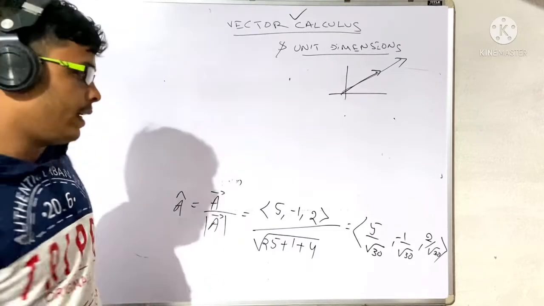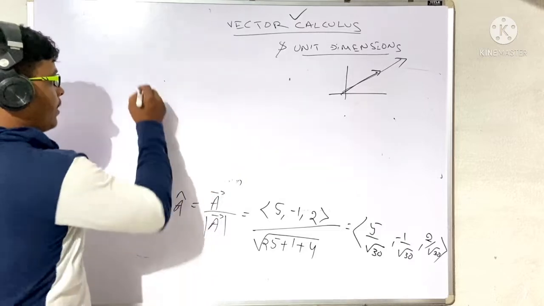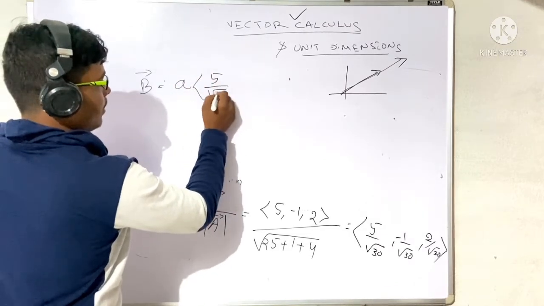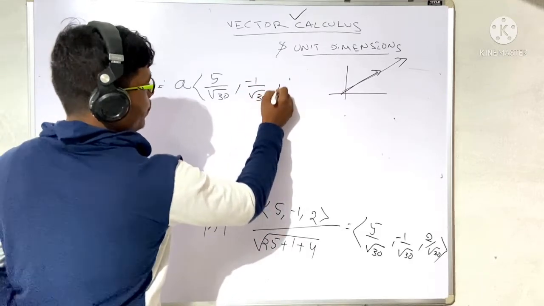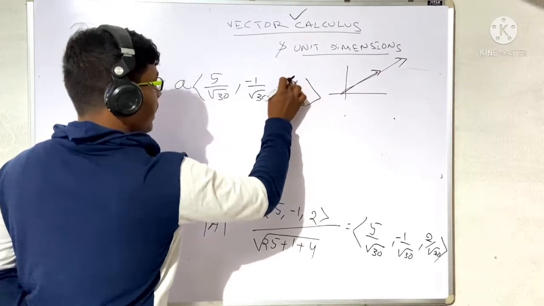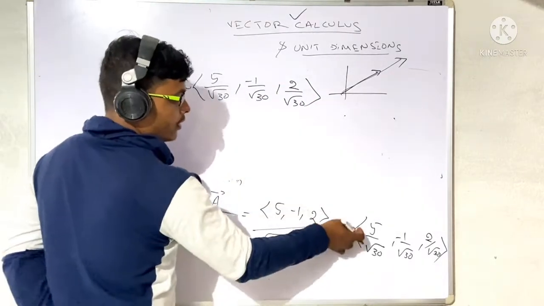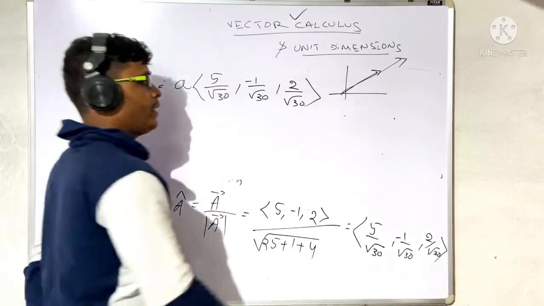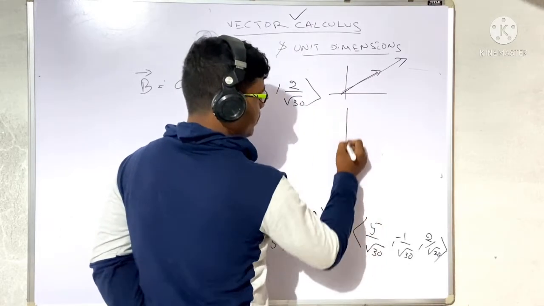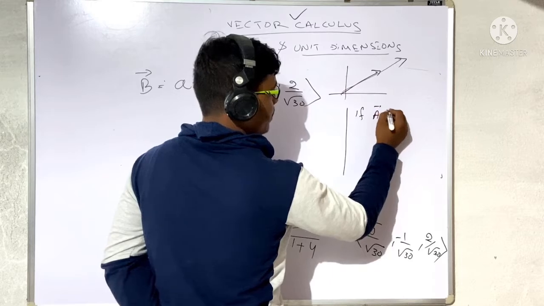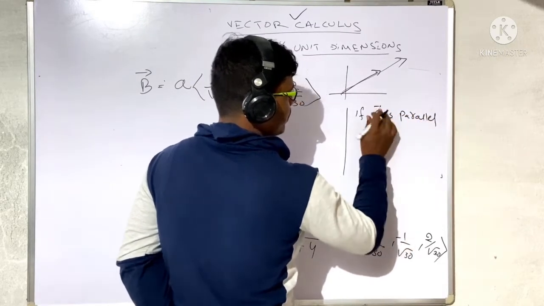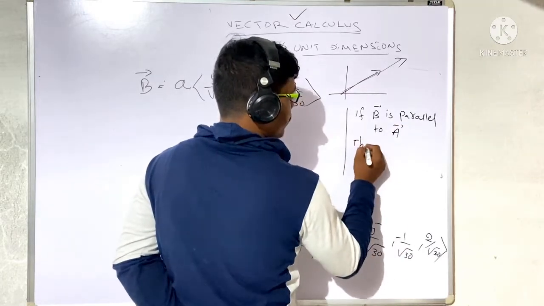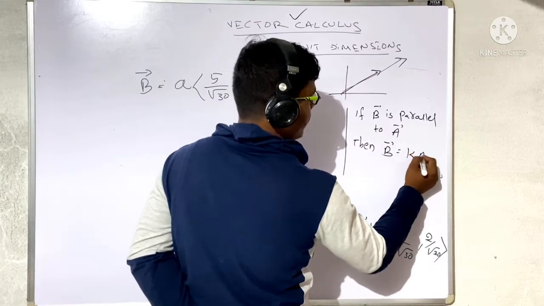Next we will find how we get the magnitude 8. We have to find another vector, and this is our answer, the B vector. So let's multiply by some constant a: 5 by root 30, minus 1 by root 30, 2 by root 30. We need its magnitude to be 8. The direction is already the same, and we have multiplied it by a constant. The constant will not change the direction. And remember one more thing about vectors: if B vector is parallel to A vector, then B vector equals some constant into A vector.